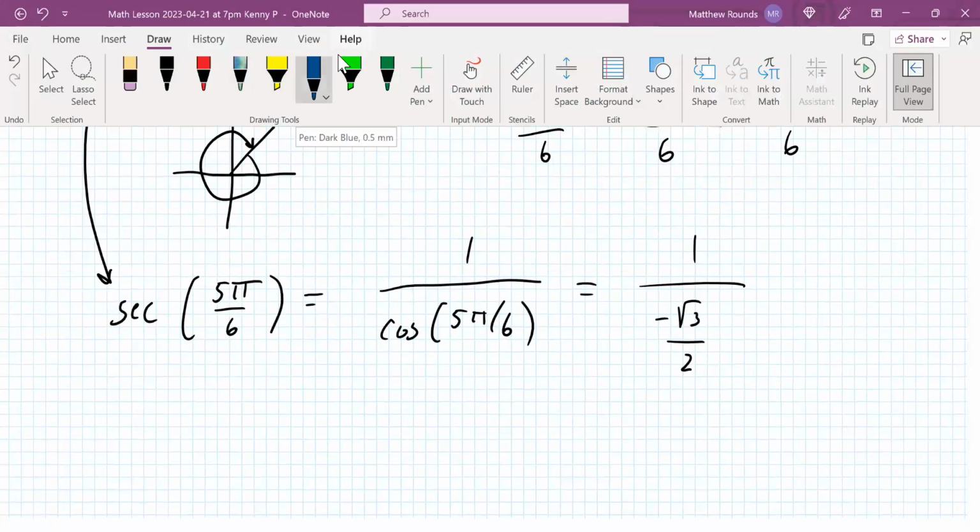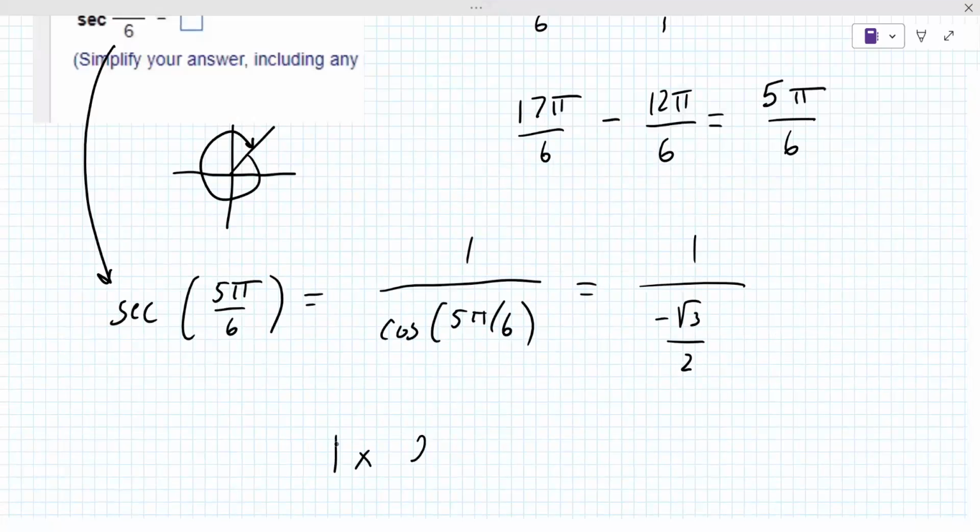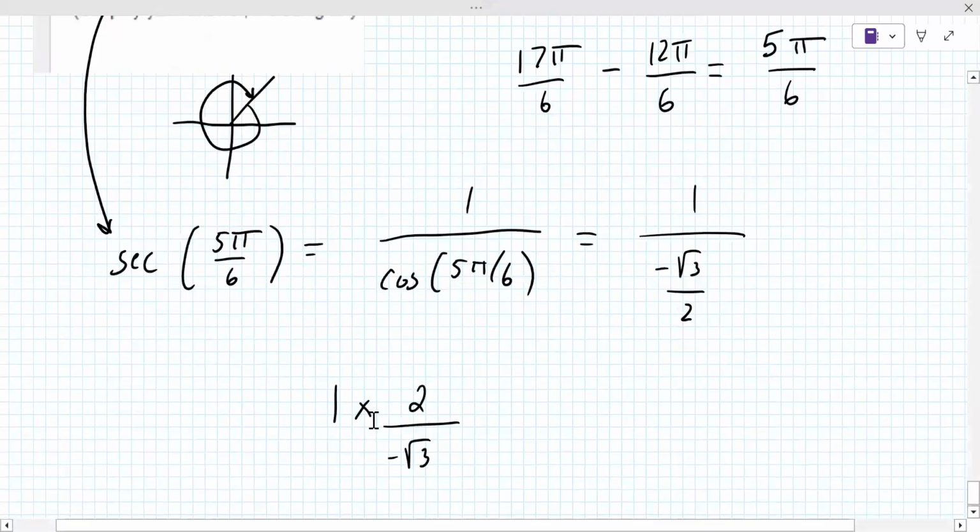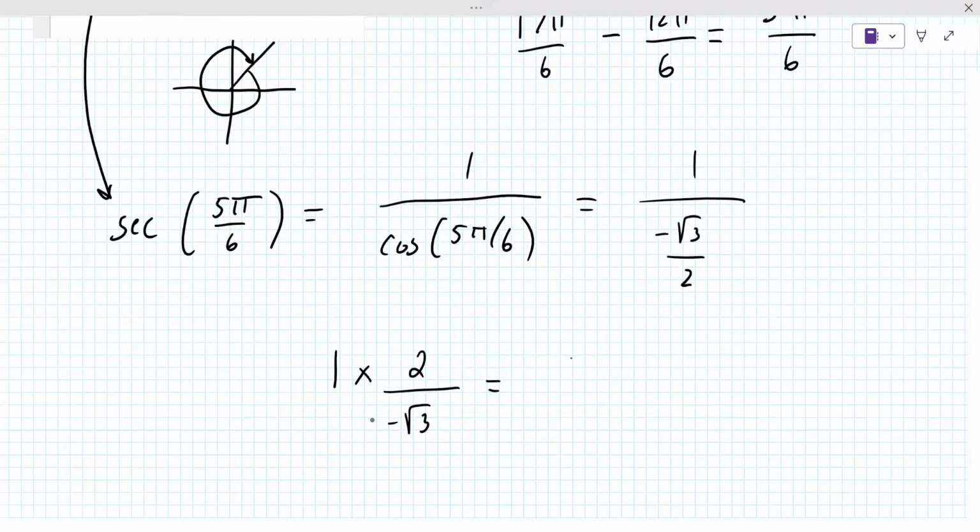So you can think of this as 1 times the reciprocal, 2 over negative square root of 3. Okay, and so this does become 2 over the square root of 3. I'm going to bring the negative to the top, so it's negative 2 times the square root of 3, over 3. Yes. All right, very cool. Good. Let me do that real quick.